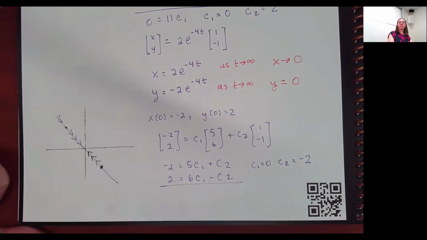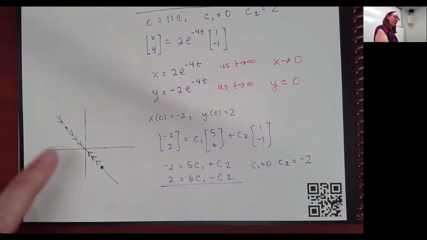Can we use the graph like that, or can we just use like the phase line? So I can't use a phase line anymore because now I have x's and y's both in the mix. So we're going to shift from a phase line to a phase plane.